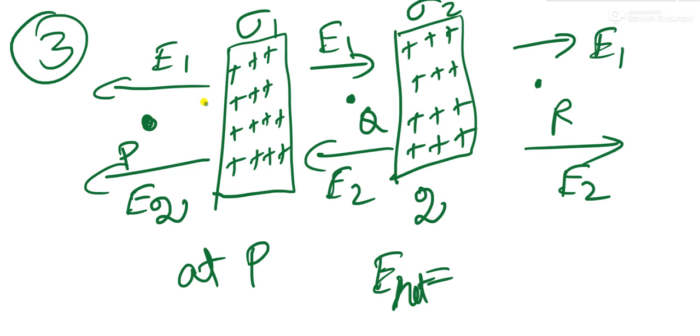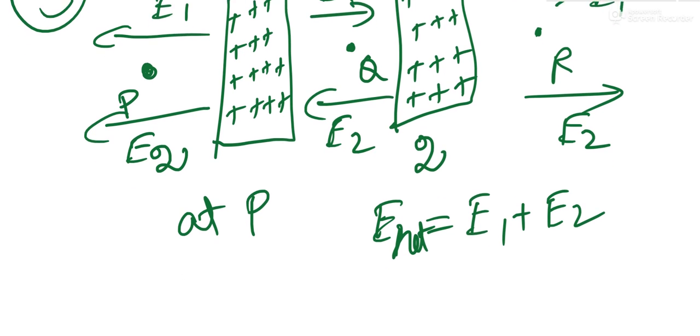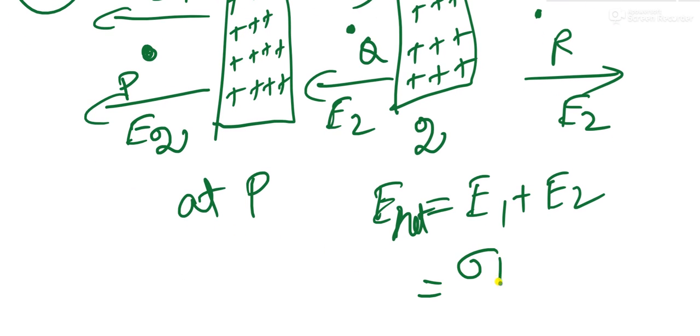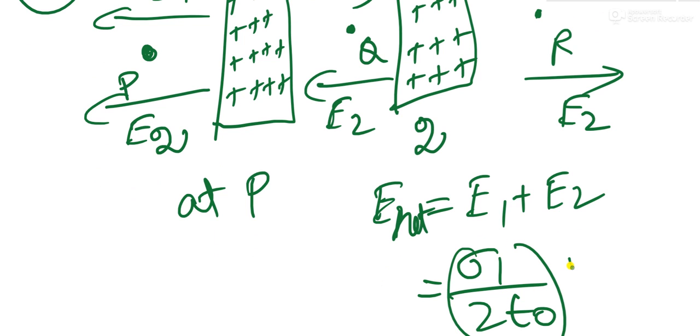Both are in the same direction, so E1 plus E2. Opposite direction means you can subtract. Now, how much is E1? Sigma 1 divided by 2 epsilon naught. We have only now learned what the electric field due to a sheet is. E2 is sigma 2 divided by 2 epsilon naught.